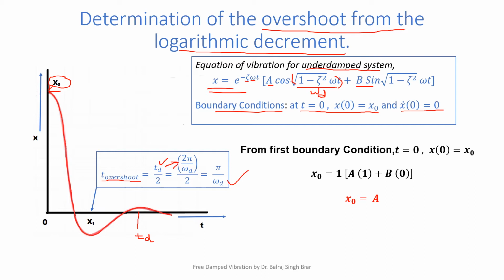Now from the first boundary condition, when time is equal to 0, the initial displacement is x naught. We put this in the equation and we get x naught is equal to, e raised to power minus zeta omega t becomes 1, A cosine of 0 is 1, B sine of 0 is 0. This gives A is equal to x naught. So till now we have solved the A value, and the time for x1 is known as the time period for overshoot, which is pi by omega d. We will be making use of this.